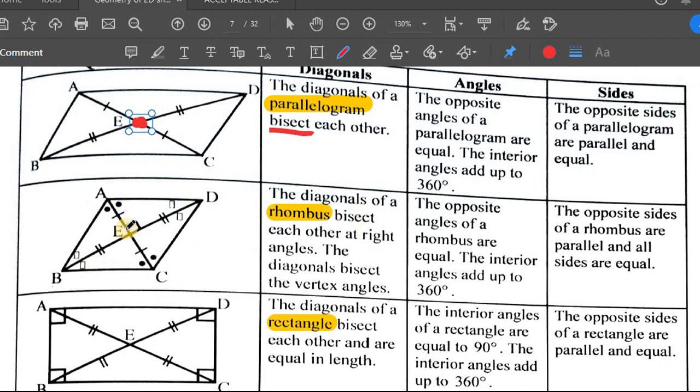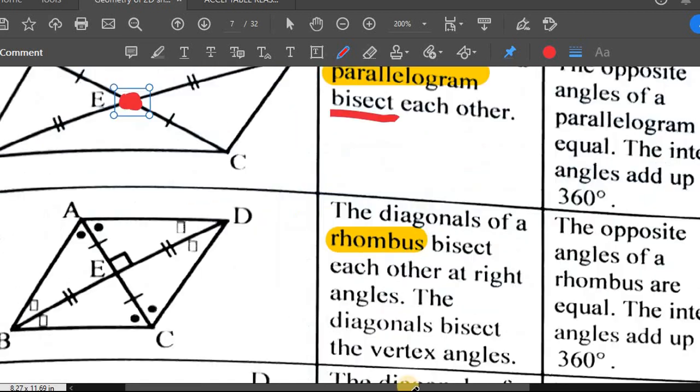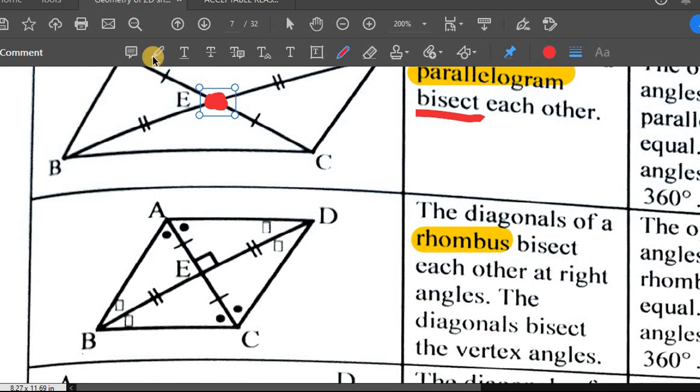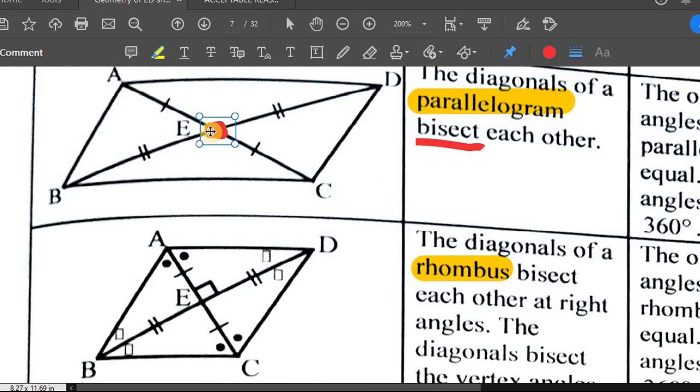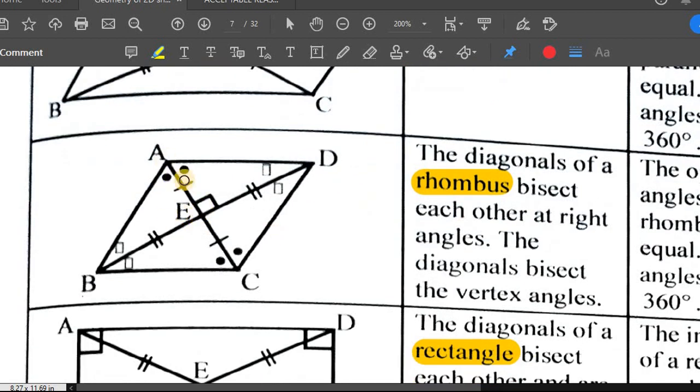They bisect each other. Now, some noteworthy things about this rhombus. Yes, they bisect each other, similarly to a parallelogram. Can you see that this here is broken up in half, half. From here to here, half, half. Let's look at this now. From here to here, half, half, half here, half there.